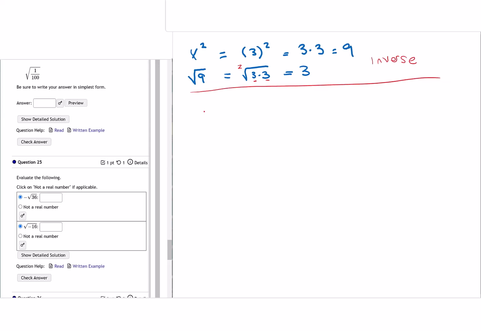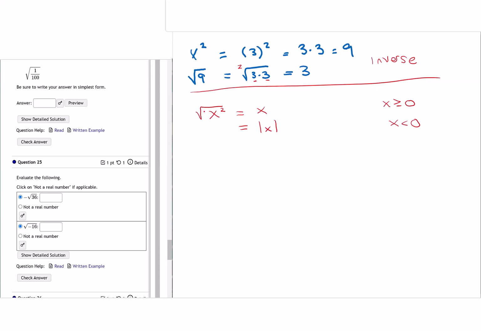So if I had the square root of x squared, as long as x is greater than or equal to 0, this is equal to x. If x is less than 0, it would still work, because when I square that negative number, it would become positive and I can take the square root. But I would have to say the absolute value of x. I only want the positive values.